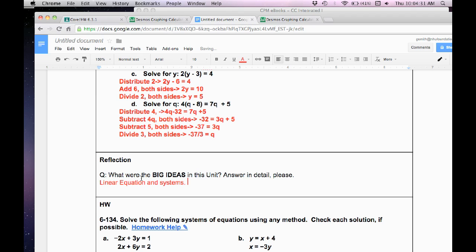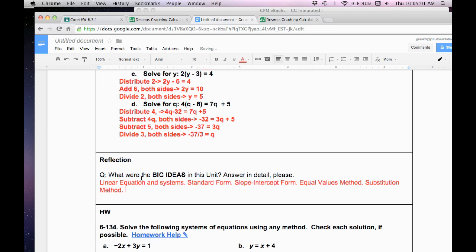We needed to know standard form. We need to know slope-intercept form. We needed to know the equal values method. We need to know the substitution method. We needed to know the elimination method.